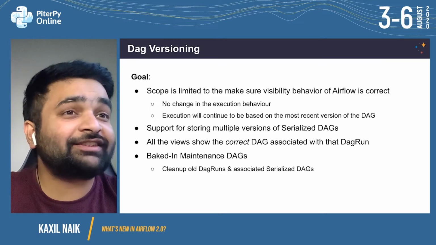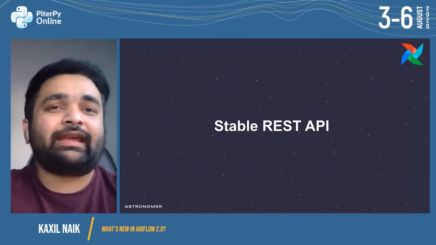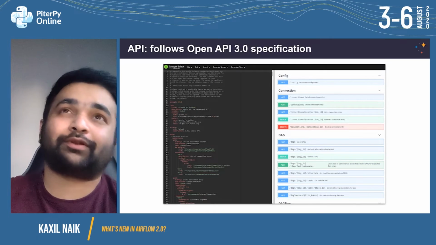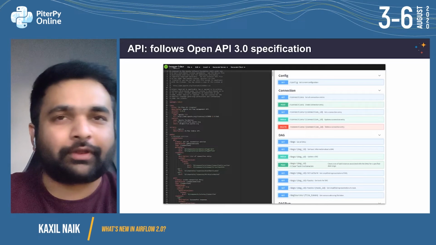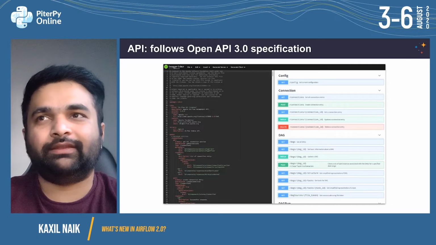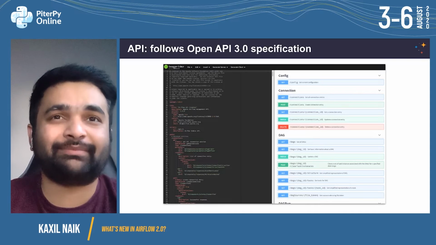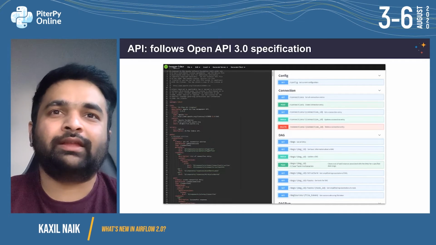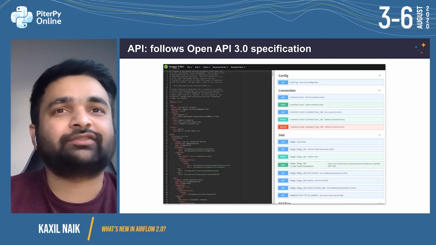So next is stable REST API. Airflow's API has been marked experimental for a long time, and that's not good for the project. We want to use APIs for lots of things, but we need a stable API. This is going to change in Airflow 2.0 with the introduction of this stable REST API.